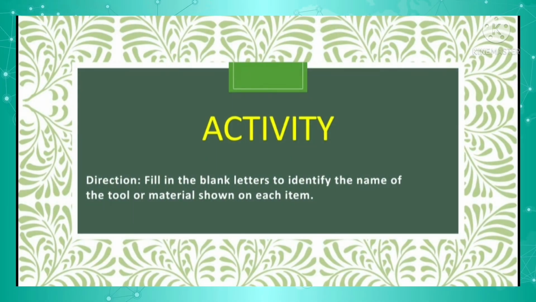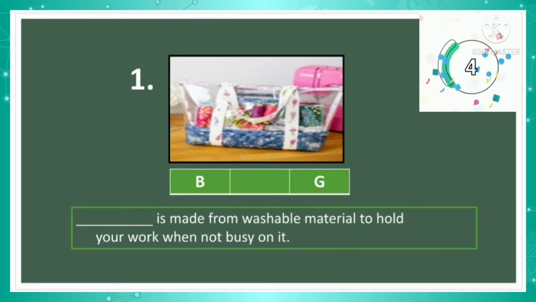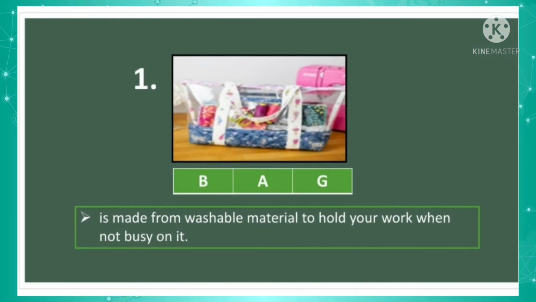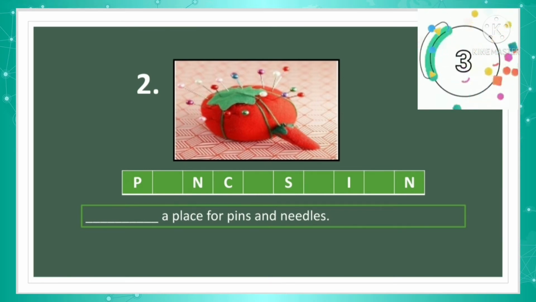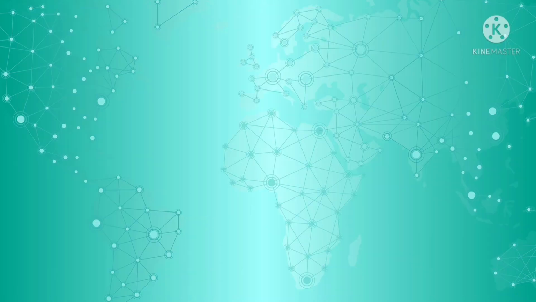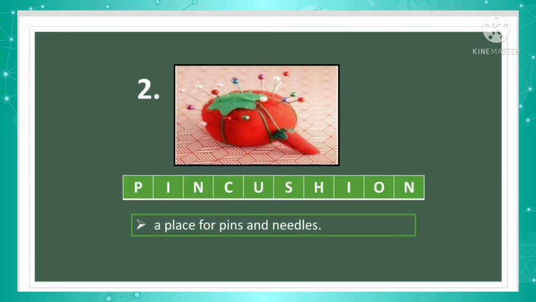Now, to determine whether you have learned something about our lesson, I want you to answer this activity. Direction: fill in the blank letters to identify the name of the tool or material shown on each item. You will be given 5 seconds to answer each item. Number 1. The answer is bag. Number 2. The answer is pin cushion.